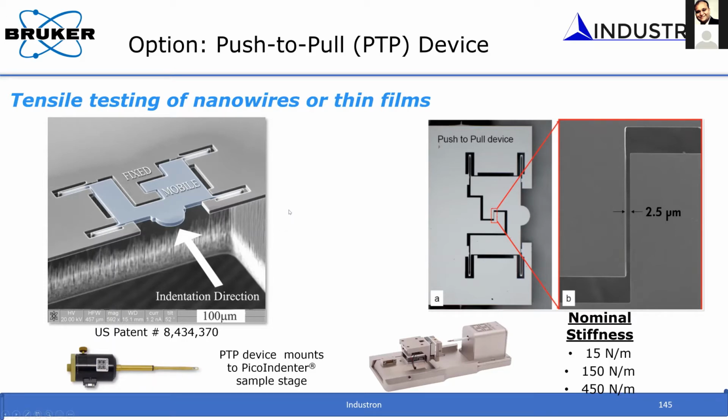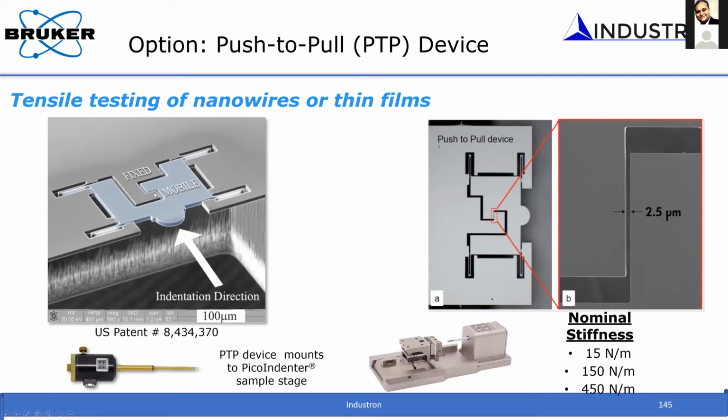Anyway, so this is the PTP device. What it means is it converts a push action to a pull action. I think I covered that in the last webinar. I'll go through it again. What you can see in this particular image is you have one structure which is mobile, and it has been supported by 4 springs. You can see the springs over here. And the other part is basically fixed. So when you apply a force here, it is going to move in this direction.